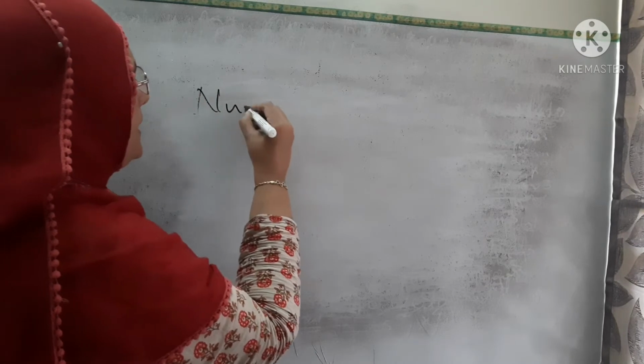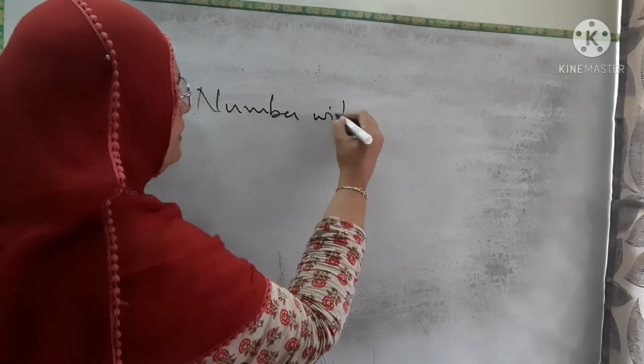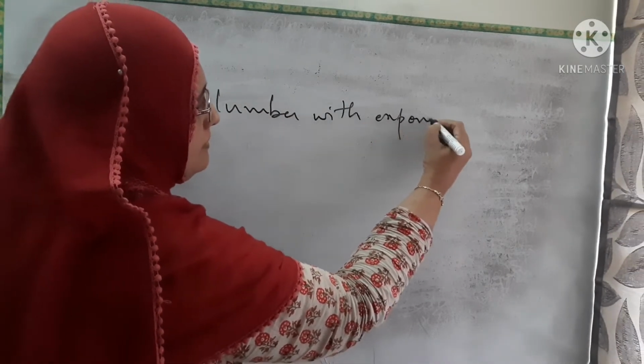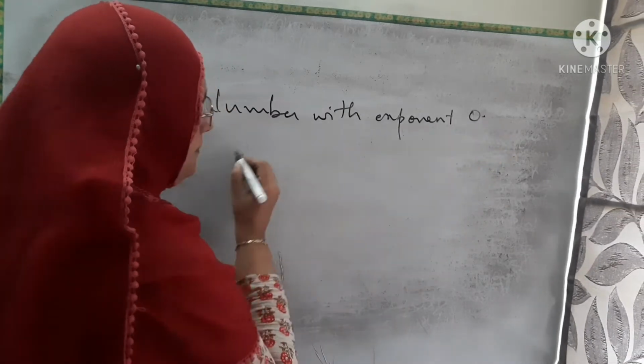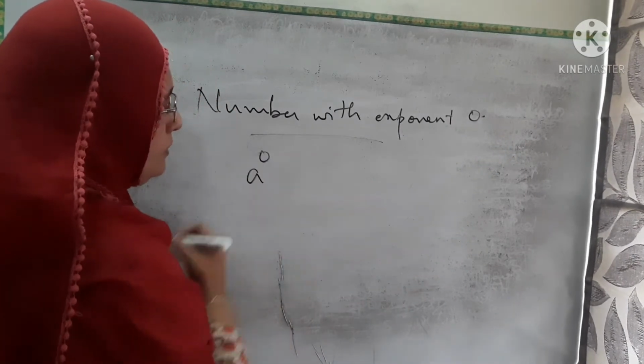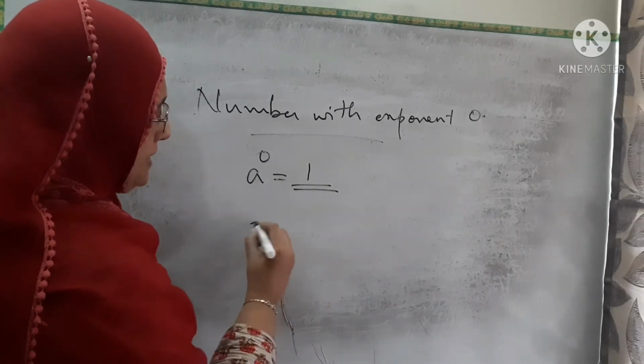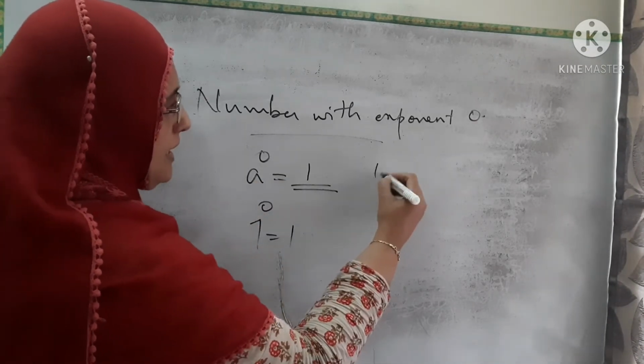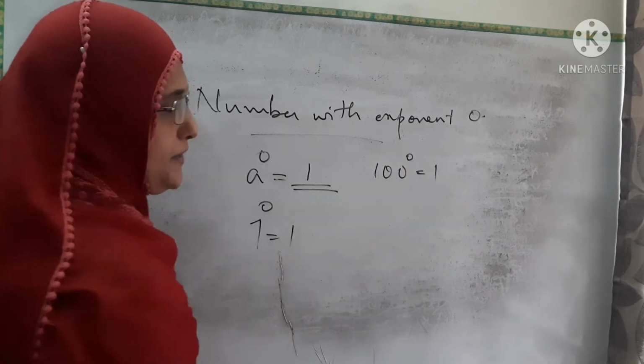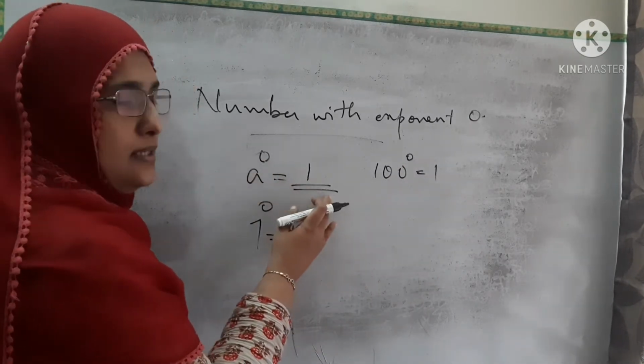Next is the number with exponent 0. a raised to 0. If the exponent of any number is 0, the value will be 1. 7 raised to 0 is 1. 100 raised to 0 is 1. So any number raised to 0 is 1.